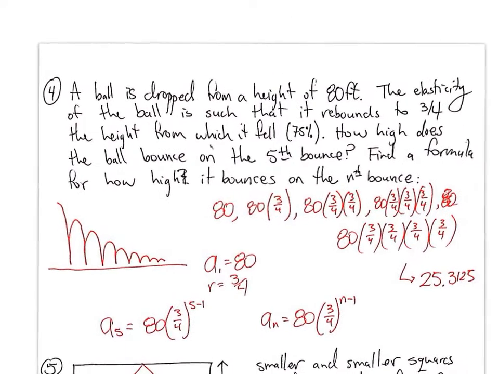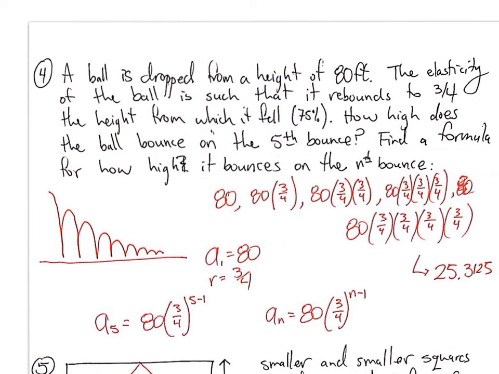Alright, next page. Oh yeah, so there's some cool word problems at the end of the second section. Here's an example of one of them. It says a ball is dropped from a height of 80 feet. The elasticity, meaning the bounce, of the ball is such that it rebounds to 3/4 the height from which it fell, so 75%. So if there's 80 feet, it would bounce to 75% of that, and then 75% of that, and then 75% of that, 75% of that. It's a pretty bouncy ball. How high does the ball bounce on its fifth bounce?